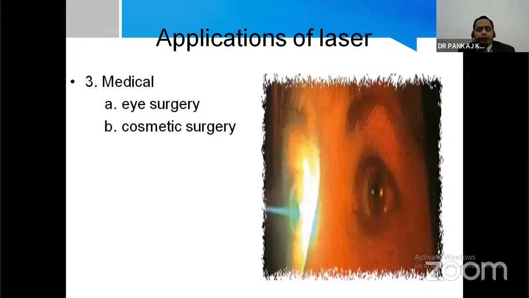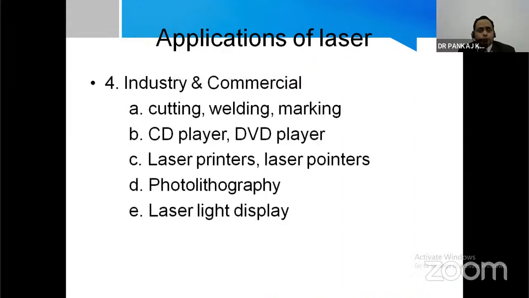In the medical field, this is the human eye. Eye surgery plays a very important role in the field of the laser. With the help of the laser, eye surgery is 100% secure in comparison to manual surgery. The laser is also used in the field of cosmetic surgery.